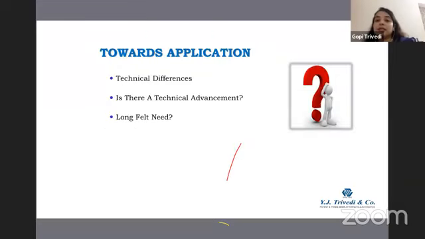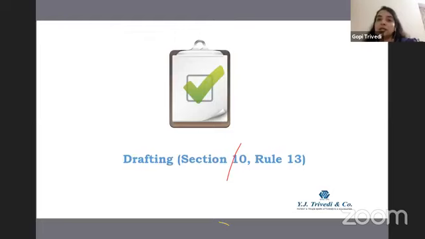Now I'm excited. I want to write a disclosure so that I can file a patent application. So my few homework is I have to prepare the technical differences. I have to really make sure to figure out the technical advancement, one or more, and long felt need, if any. Now this thought shall lead me to the topic called drafting of patent specification.